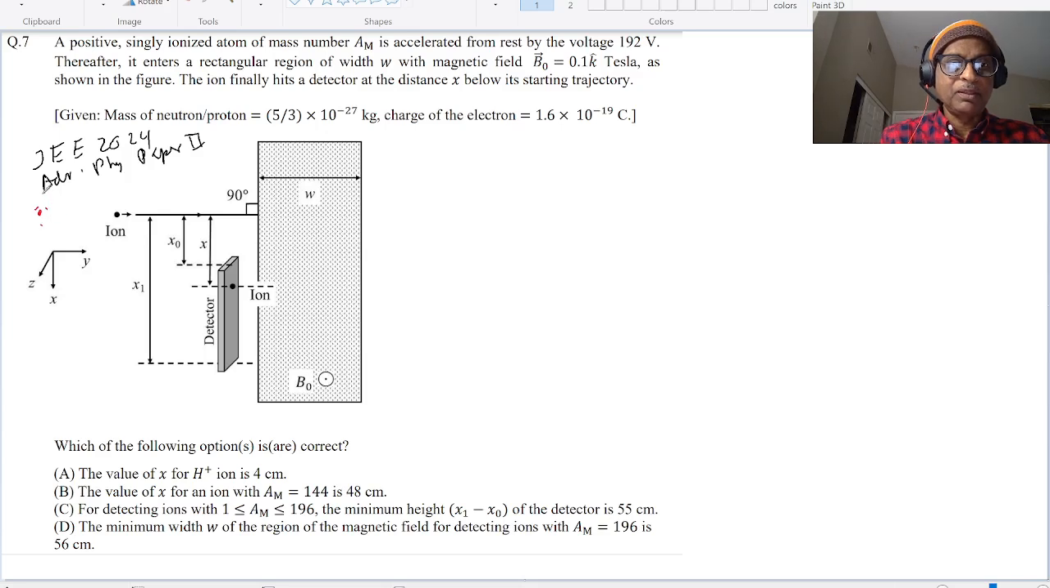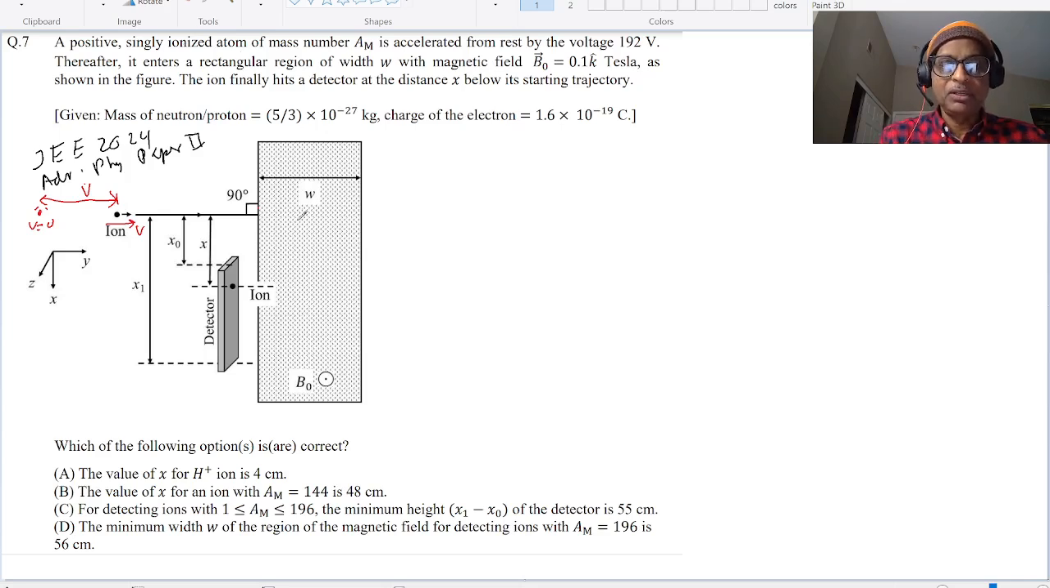and between here and here, maybe all the way here, the voltage difference is say V. So the velocity was 0 and it's going to go with some velocity v, and that velocity is going to enter here, the magnetic field, so it enters this region.